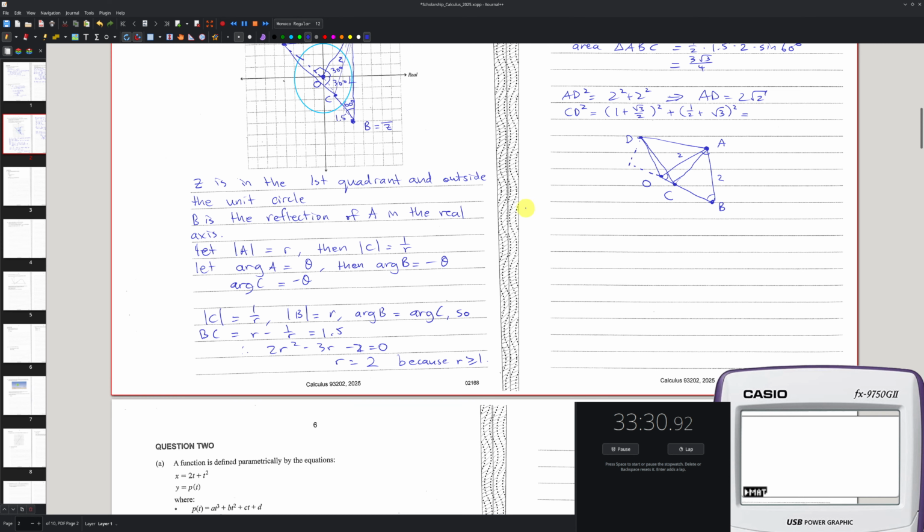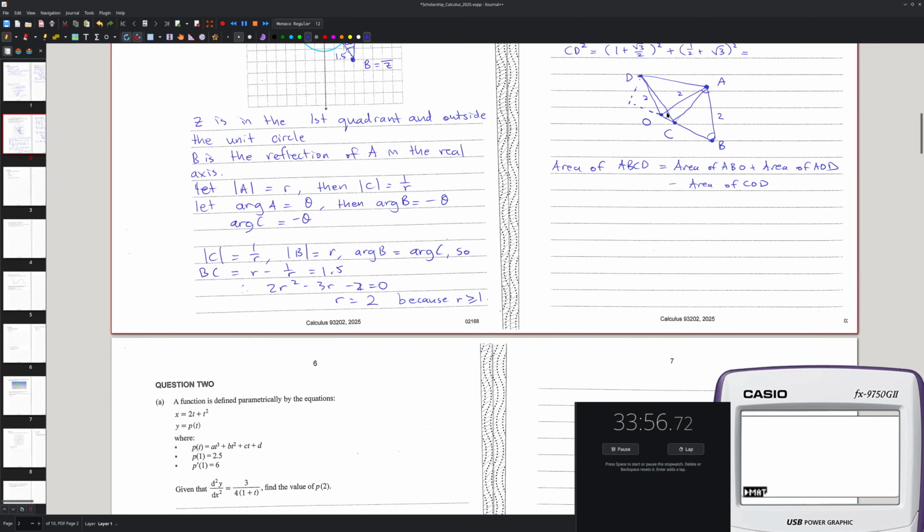Area of ABCD is equal to area of ABO plus area of AOD. This is 2 and 2, right? So minus area of COD, right? So ABO is equilateral, so we can just calculate because we know that's root 3, that's 1. So this is just root 3 plus 2 minus, so what's COD?